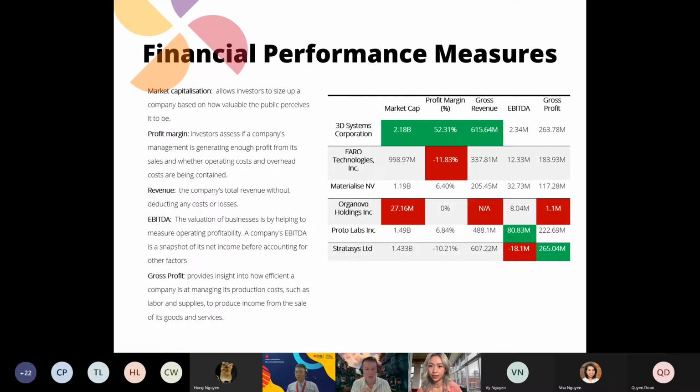Who's got Materialise? Are they with you or were they not able to participate? Materialise, I'll get them on right now.